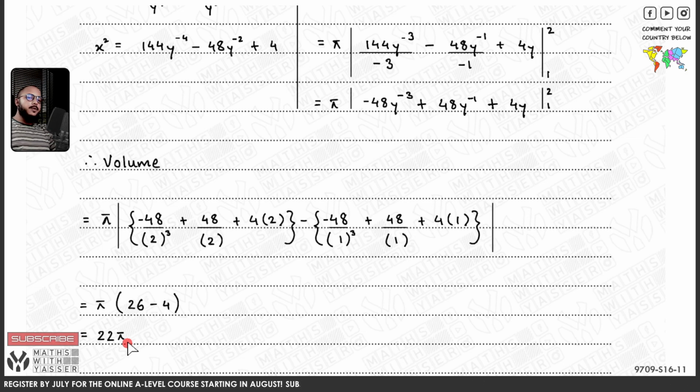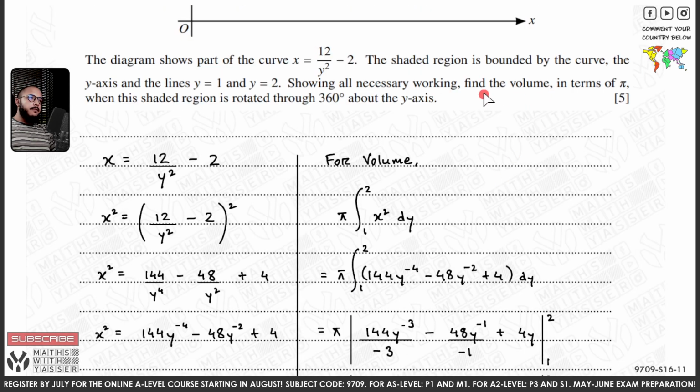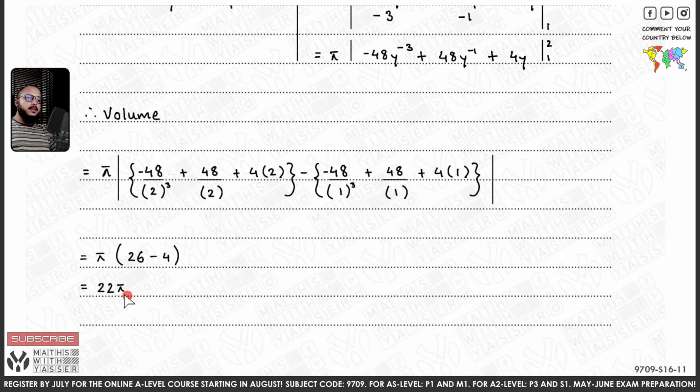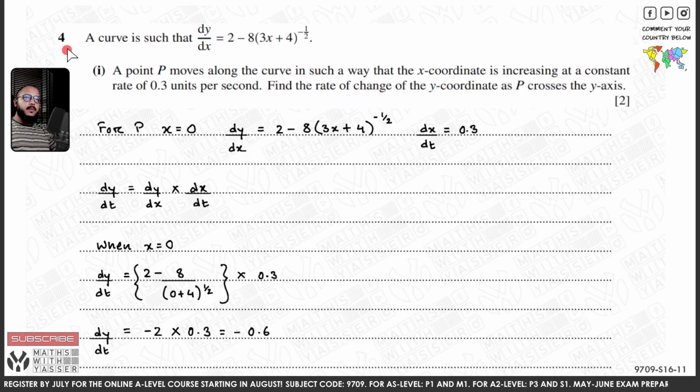And you need to remember that the question stated to find the volume in terms of pi. So we have to leave our answer in terms of pi. I highly recommend that you read the question properly. After you are done answering, check the question one more time to see whether they have asked to leave it in exact form in terms of pi or something similar to that.